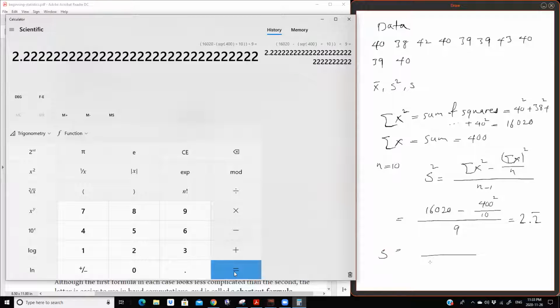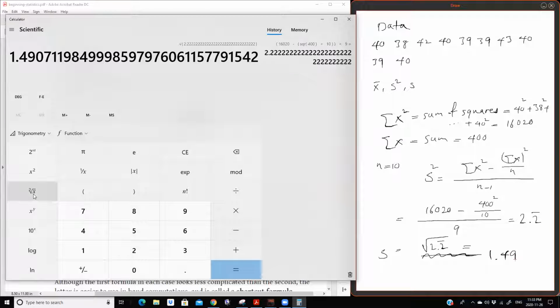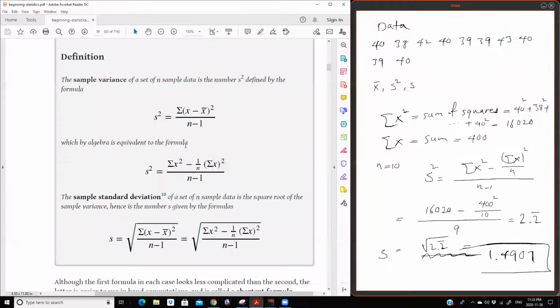My standard deviation is going to be the root of 2.222 forever. So if I take the root of that, it's going to give me 1.491107. So that would be my standard deviation. Any questions about how we use this formula? You need to just find the sum, find the sum of the squares, and then you plug them into the formula.